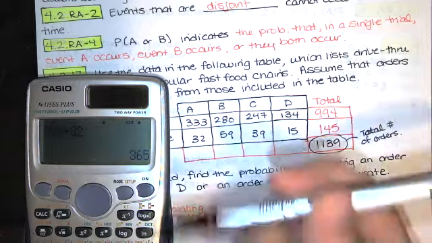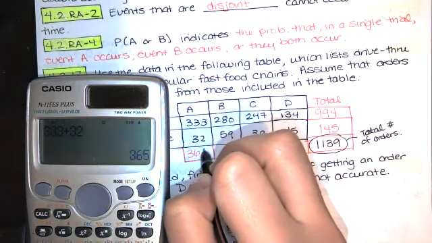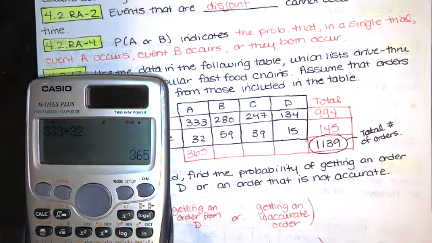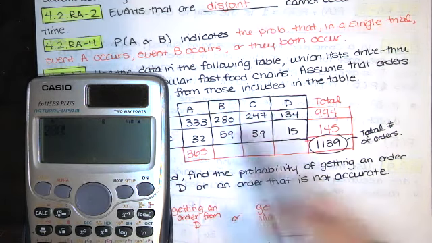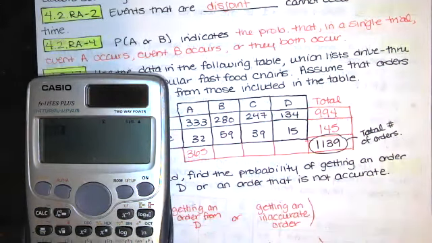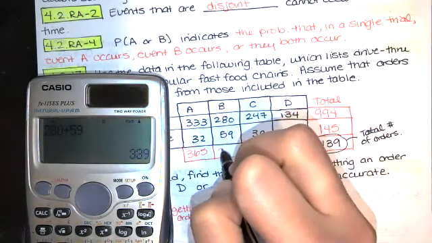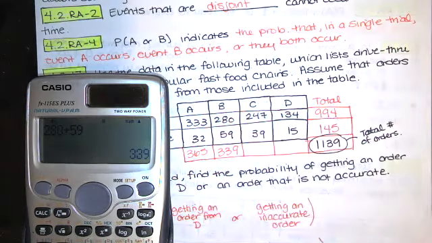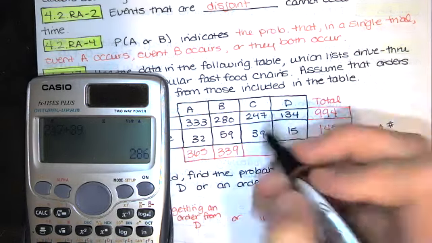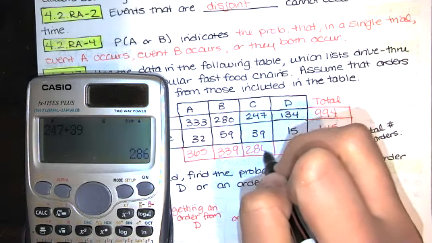That gives me 365. That tells me that there were 365 orders in our sample that came from restaurant A. Then I've got 280 orders from restaurant B that were accurate and 59 that weren't. So there are 339 orders from restaurant B. Then we've got 247 accurate orders from restaurant C and 37 inaccurate orders from restaurant C. We add those together and we get 286.